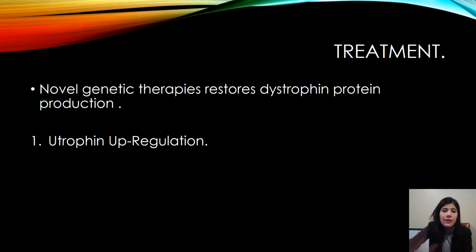Finally, novel genetic therapies restore dystrophin protein production, and there are 4 kinds of therapies now under study. I'm going to start with utrophin upregulation. Utrophin is a protein very similar to dystrophin. It cannot do exactly the same function, but it is very similar. The problem with utrophin is that it is an embryonic protein, and when the baby is born, it stops being produced. So the new technology is helping to keep producing utrophin after birth.